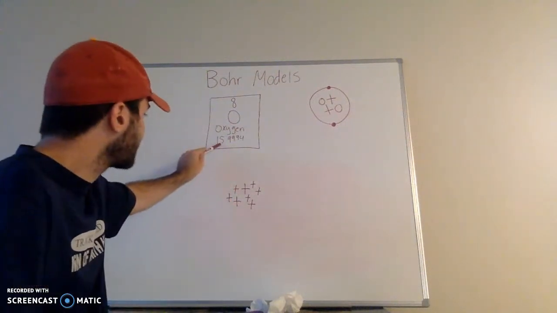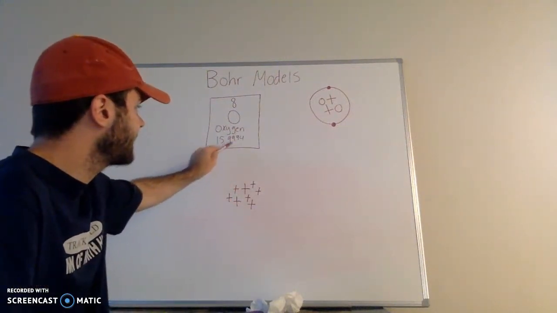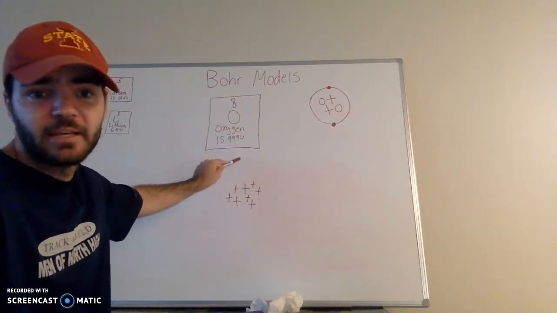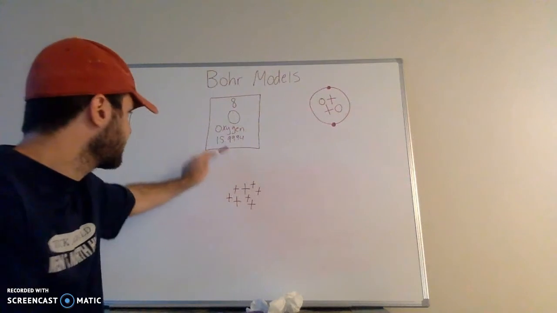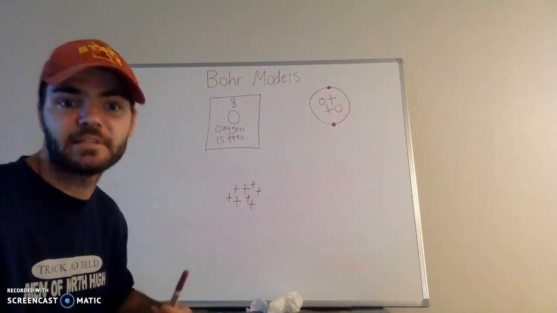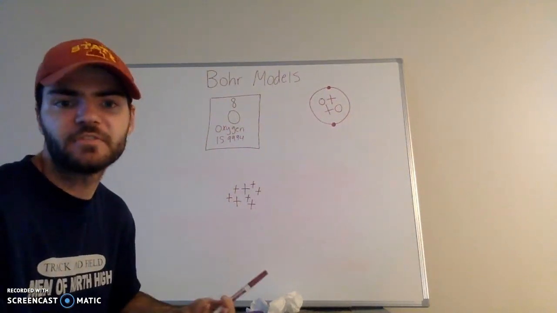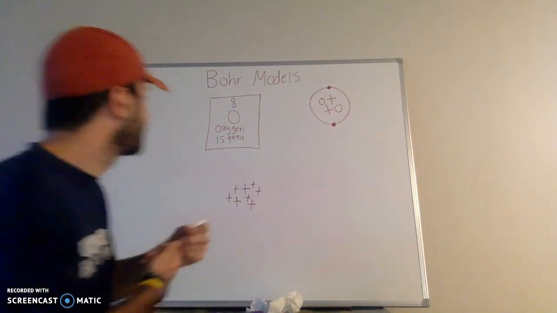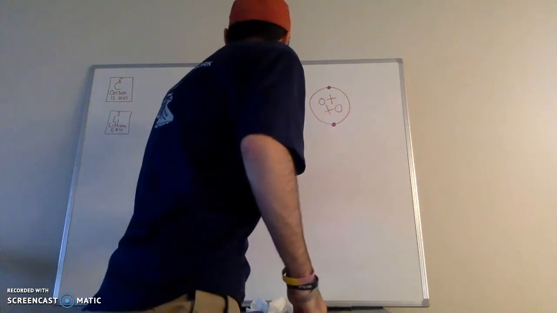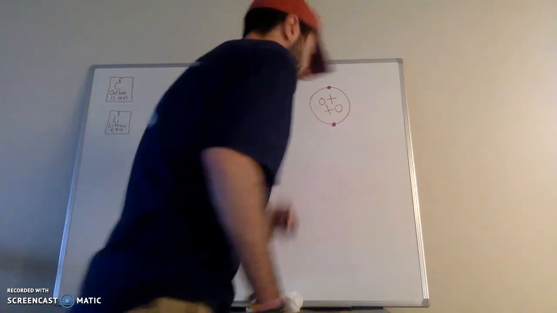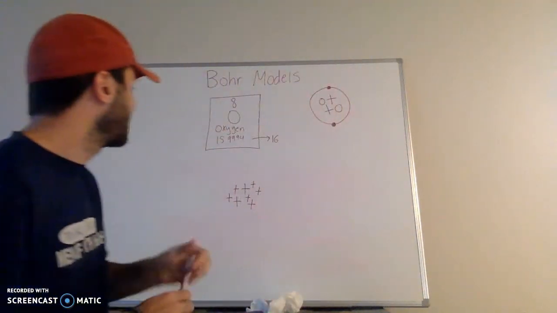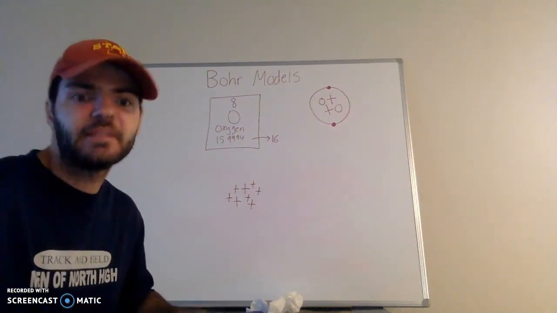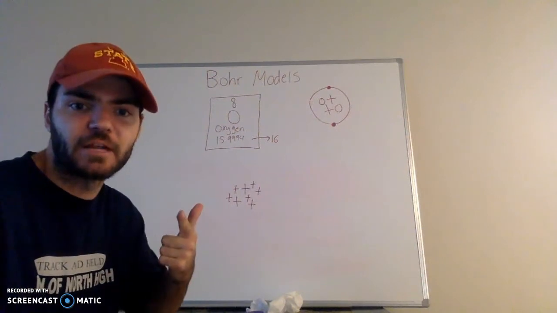In this case, our atomic mass is 15.9994. That's a really annoying decimal. And what I told you guys in the last video, typically what we're going to do with the atomic mass is round it to the nearest whole number. So if it's 15.9, we'll just round it to 16. I'll just write 16. All right.